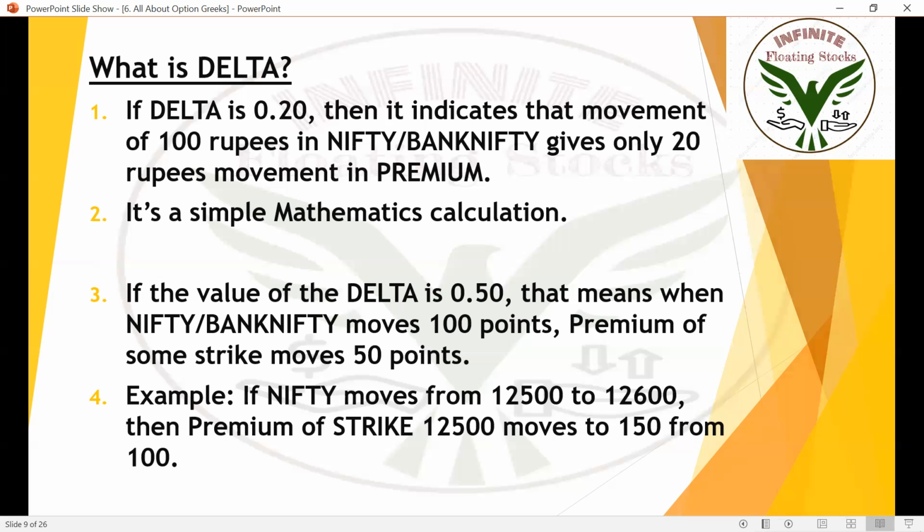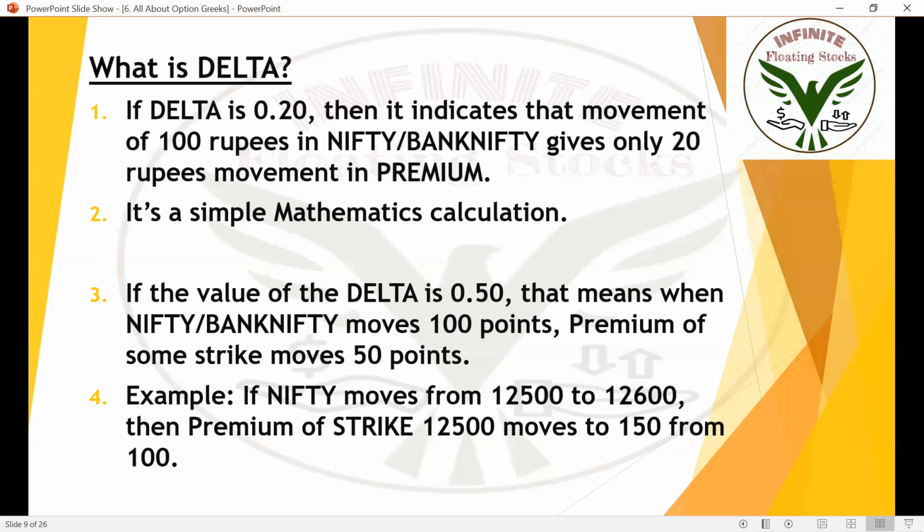Just imagine this example. If Nifty moves 12,500 to 12,600, that means Nifty moved 100 points. Now imagine that at that time, the delta is at 0.50. Then that means the premium of strike price 12,500 moves to 150 from 100 rupees. How much did the premium move here? It moved 50 points here. Why did it move 50 points? Because delta is 0.50 when Nifty is moving from 12,500 to 12,600. So this is all about delta.